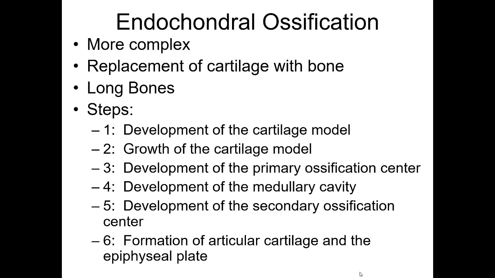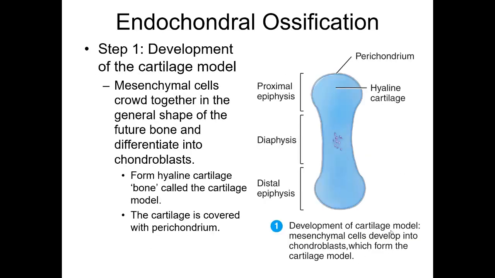So let's start with the first stage. In the first stage, you have development of the cartilage model. So in the first stage, the mesenchymal cells crowd together and form the general shape of a long bone. So you see that the mesenchymal cells have come together and formed the general shape of a long bone. Now they form hyaline cartilage, and it starts to kind of look like a bone.